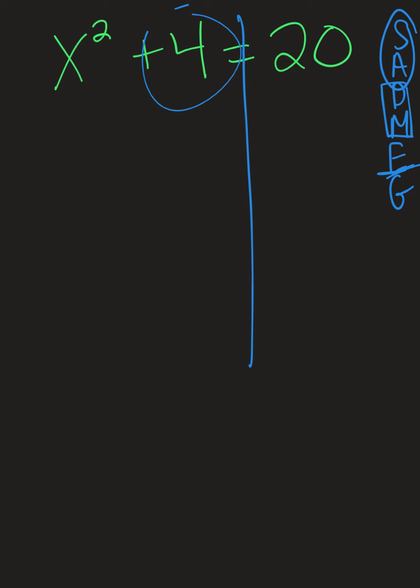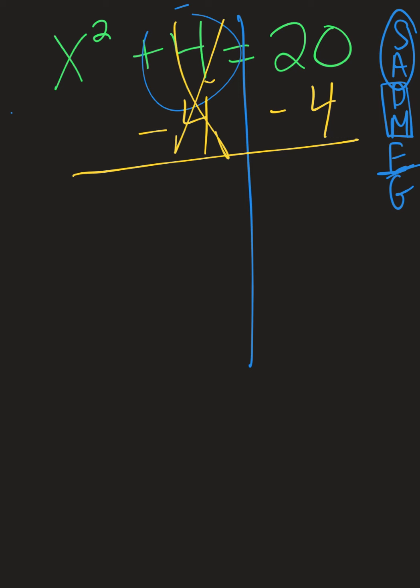Okay, so I'm going to subtract 4 from both sides, just like I would for any equation. I still have on the left side here that x squared. 4 minus 4 cancels out. 20 minus 4 gives me 16. Now this is pretty simple.